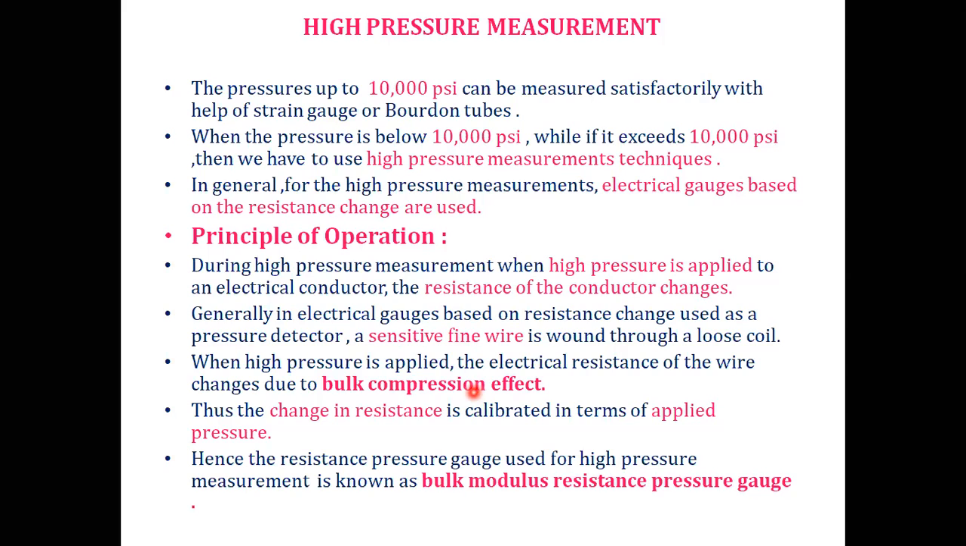Thus the change in the resistance is calibrated in terms of applied pressure. Hence, the resistance pressure gauge used for high pressure measurement is known as the bulk modulus resistance pressure gauge. We can call this resistance pressure gauge the bulk modulus resistance pressure gauge also.